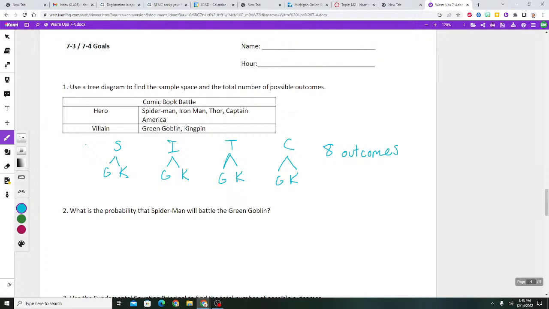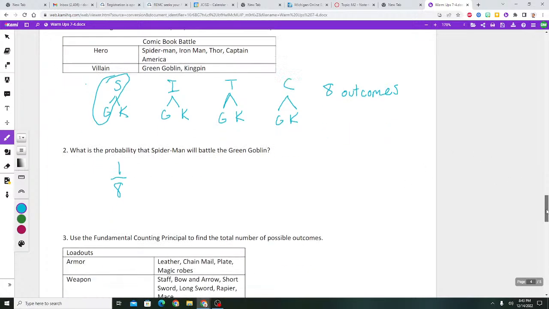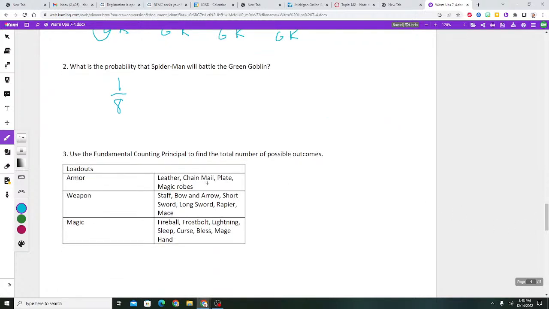And we want to know what's the probability that Spider-Man will battle the Green Goblin. So there's 1 of those amongst the 8. Yeah, this one. I need to watch out for the spacing on these things next time because I miscounted this earlier today with a student too.